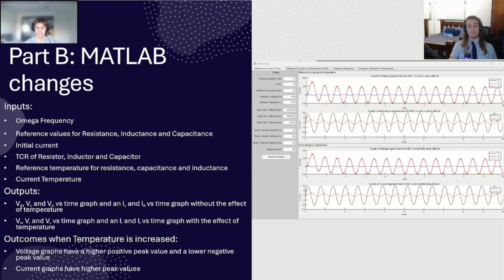On the first tab of the app, based on the inputted values, the app outputs a voltage across resistor, voltage across inductor, and voltage across capacitor versus time graph, and a current over inductor and current over resistor versus time graph without the affected temperature values, and two more with the affected temperature values. When the temperature is increased, the voltage graphs have a higher positive peak value and a lower negative peak value, and the current graphs have higher peak values for both negative and positive.